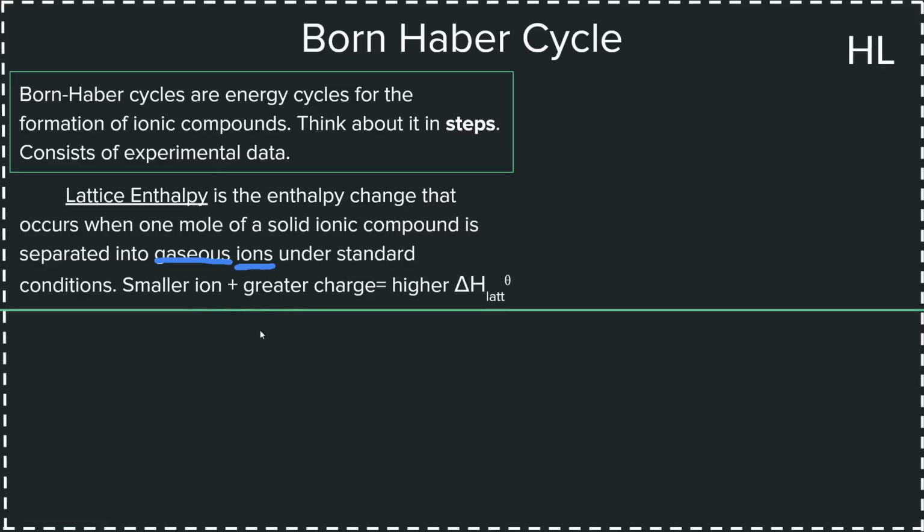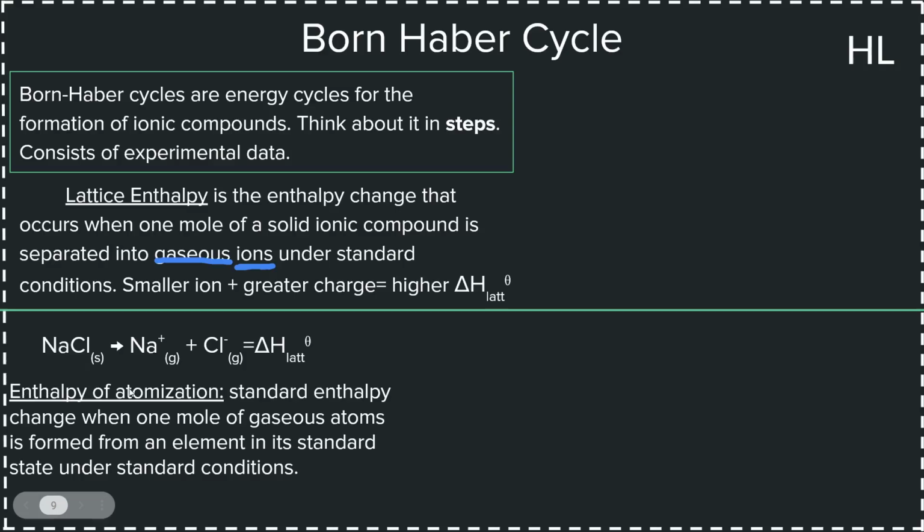Now, smaller ion plus greater charge equals a higher lattice enthalpy, right? So let's take, for example, NaCl. The lattice enthalpy of NaCl is going to be NaCl solid making Na+ gas and Cl- gas. Enthalpy of atomization is something else you need to know for the Born-Haber cycle. It's the standard enthalpy change when 1 mole of gaseous atoms is formed from an element in its standard state under standard conditions. For example, enthalpy of atomization would be taking diatomic chlorine gas and making 1 mole of just chlorine gas.